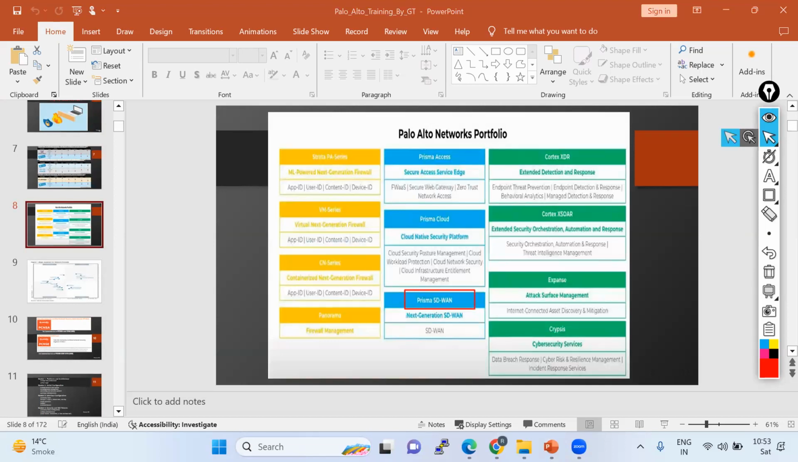Yes, but we are not going to cover this Prisma one. That I know. Just asking like this. Definitely, that's Prisma SD-WAN.